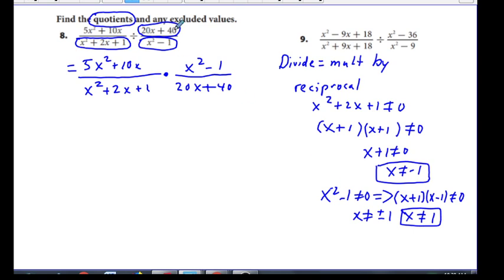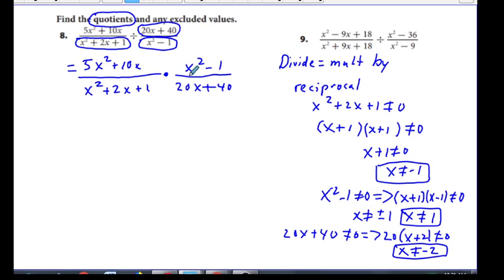And finally, we have this 20x plus 40. Well, 20x plus 40 cannot equal 0. And so that's going to be a common factor of 20 times x plus 2 cannot equal 0. So x cannot equal negative 2, excuse me. Okay, that's going to be right down there. All right, that looks good.